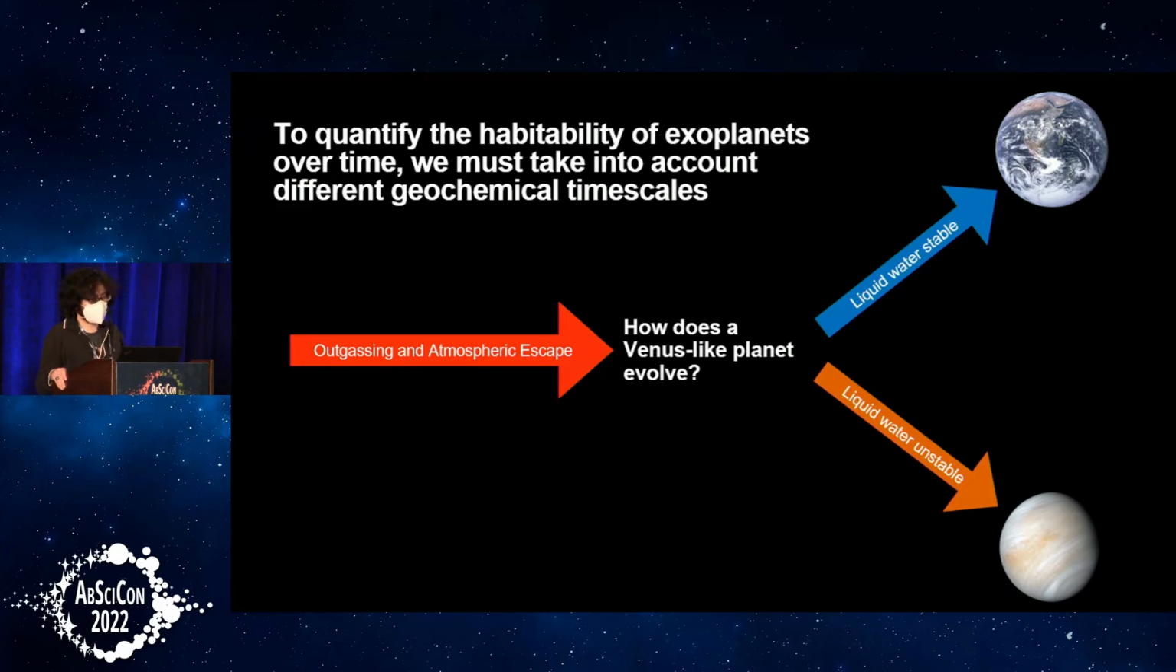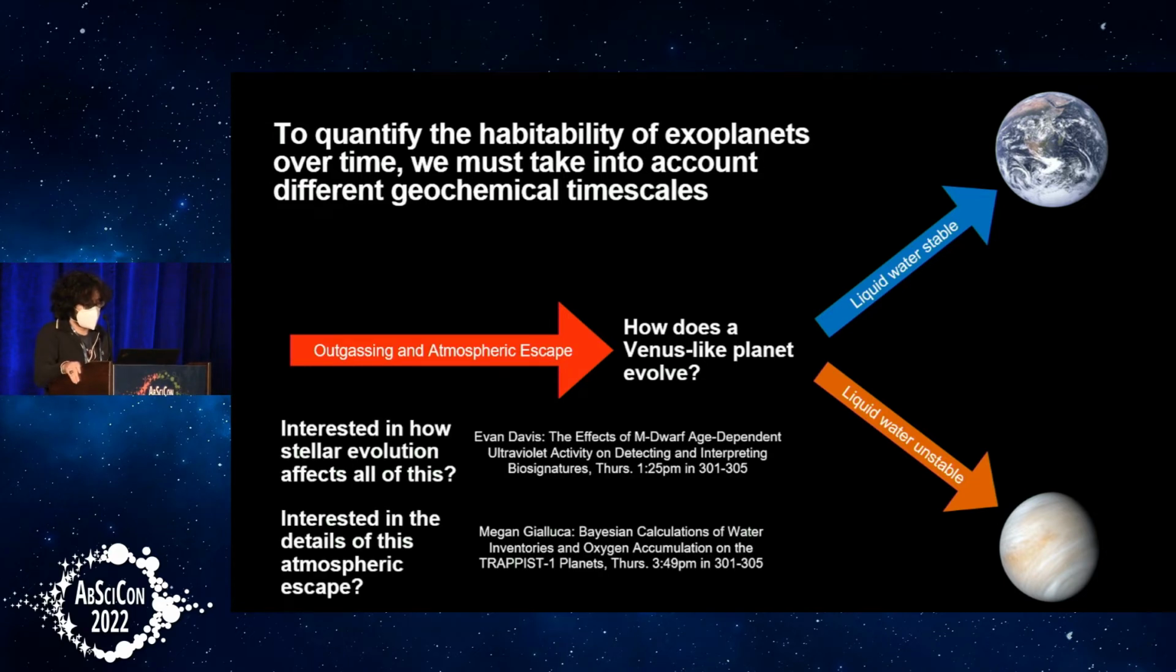Now, to quantify the habitability of exoplanets over time, because habitability is a very dynamic concept, whether a planet is in the habitable zone changes based on how its star evolves. So, to take into account this dynamic concept, we have to think about different geochemical timescales. Specifically, what I think a lot about is the outgassing of water from the interior of a planet into its atmosphere through volcanism, and then the atmospheric escape of that water from the atmosphere into space. The balancing of the timescales of those processes typically will tell us how planets can evolve to either a state kind of like Earth, where liquid water is stable, or a state like Venus, where liquid water is unstable.